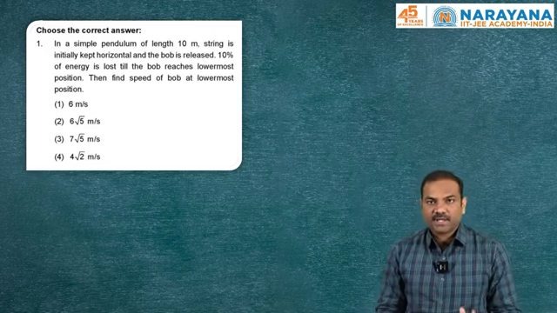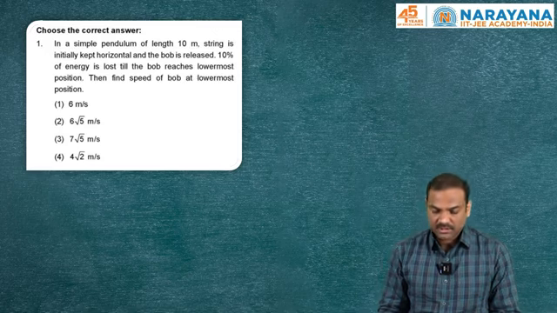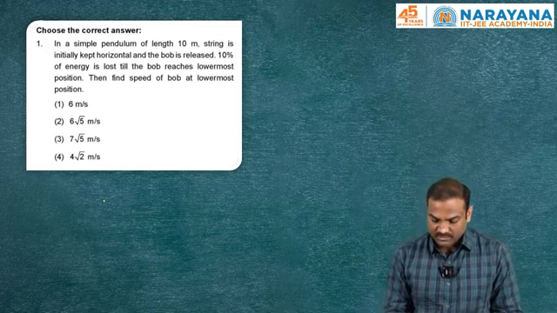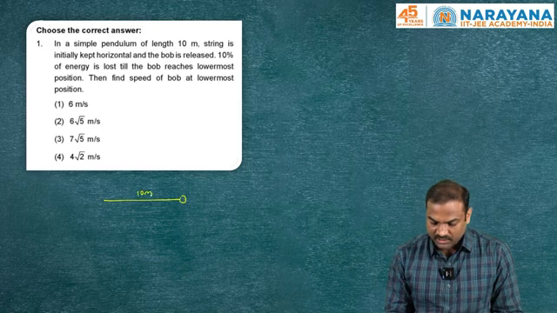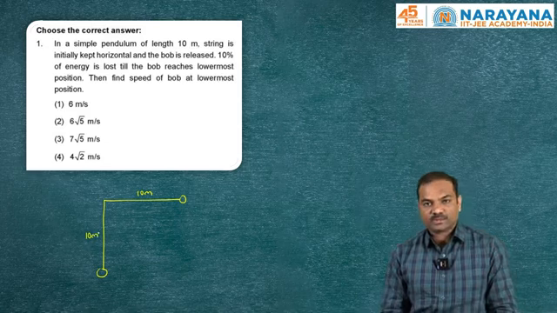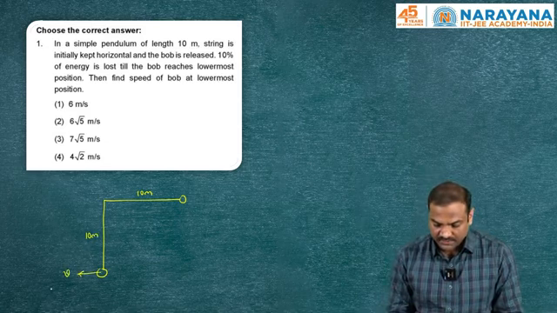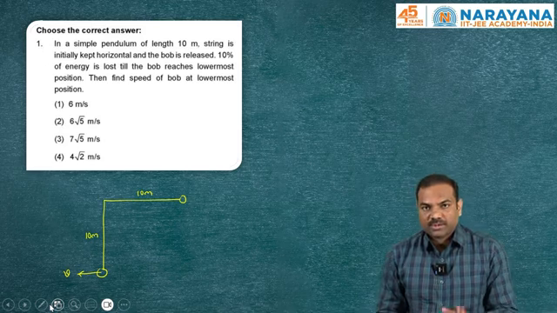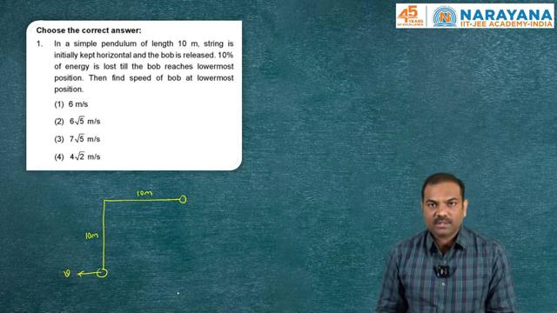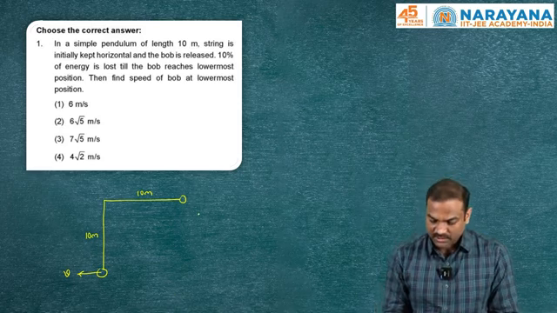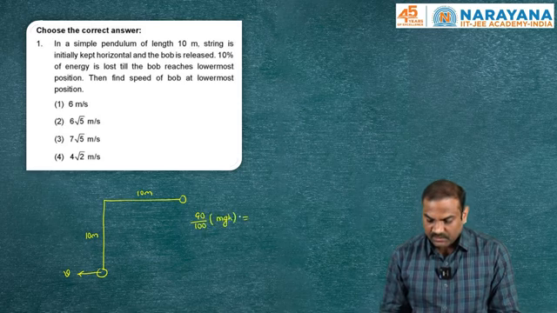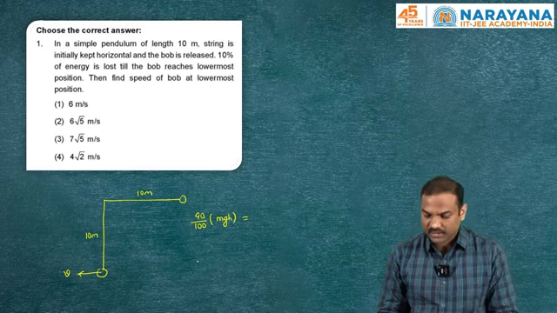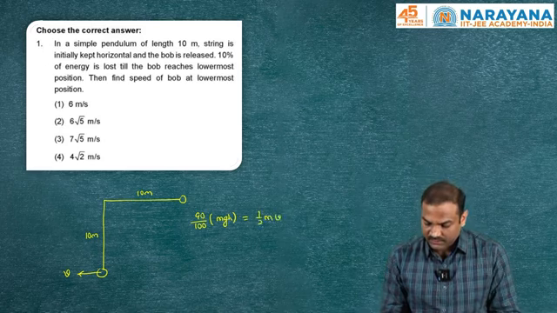Very easily we can do this question just by conservation. As it is coming down, initially at the horizontal position of 10 meter, now it comes to the vertical lowest position. Here we require the speed. Out of the potential energy, 10% is lost, only 90% will be converted into kinetic energy. So we can write 90 by 100 into mgh, which is the available kinetic energy, will be equal to half mv square.